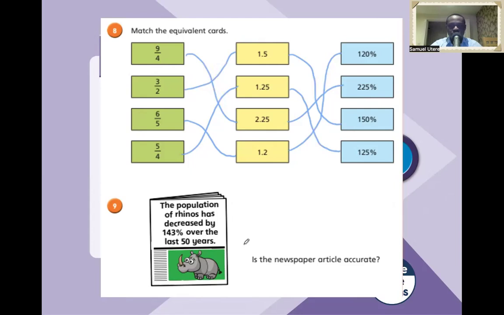Okay. So the population of rhinos has decreased by 143% over the last 50 years. Okay. Do you think something can decrease more than what it was? So if I have, for example, let's say 1,000 rhinos, if the rhinos are completely gone, it means 100% is completely gone. So is it possible that you're going to have a 143% decrease of the rhino population? So you think about that.